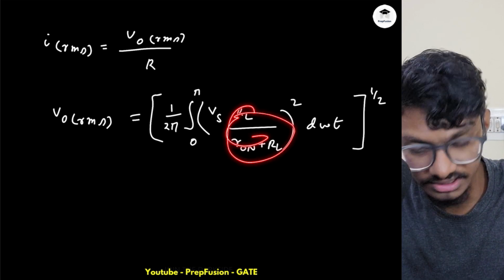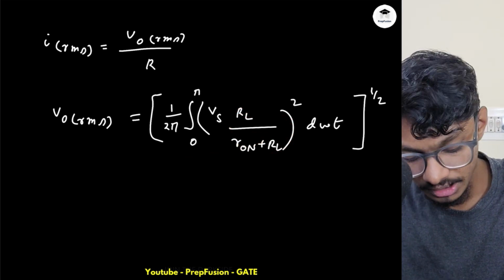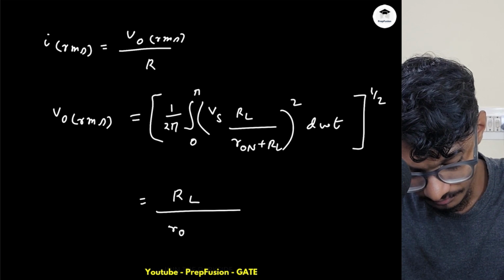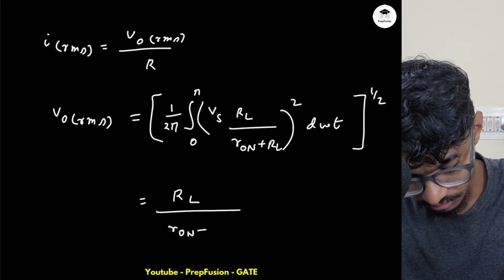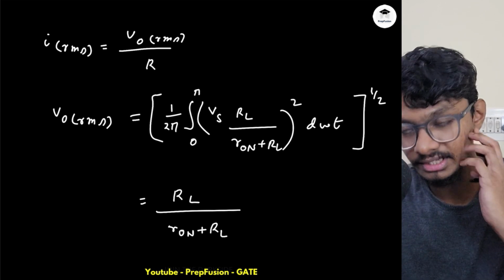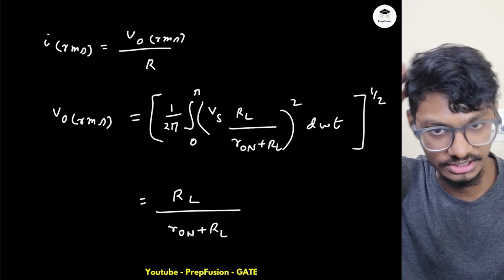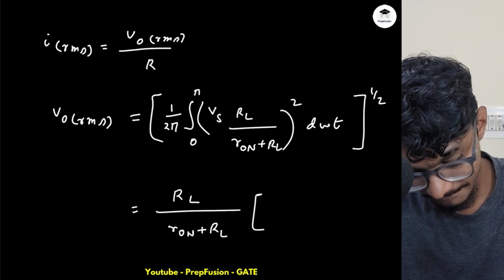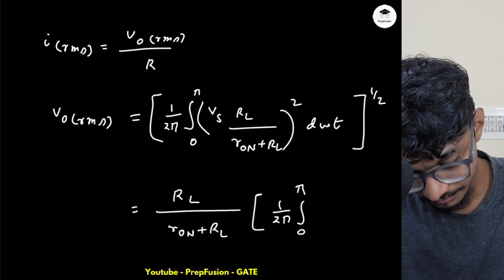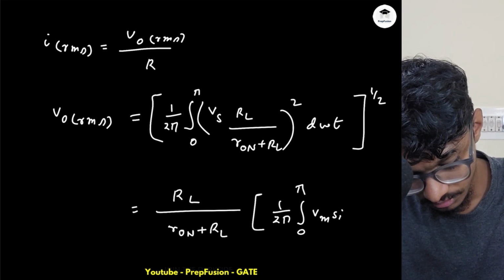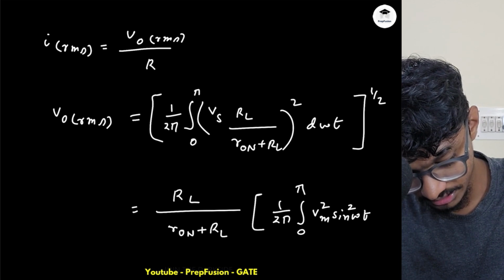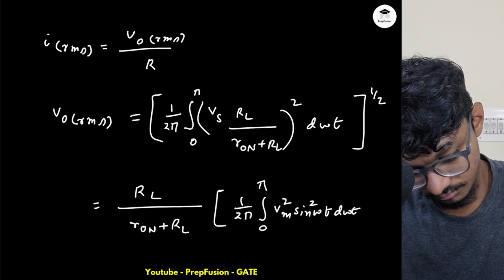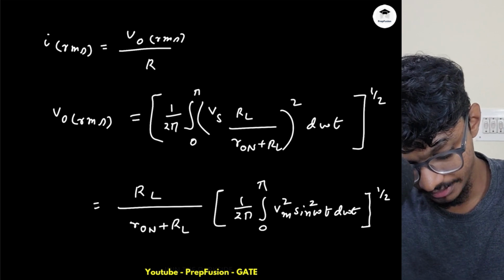Now this is a constant, so I can take it outside. This will be RL divided by R on plus RL whole square, and if I take outside the under root, this will be simply a mere factor, RL divided by R on plus RL. This is just like dividing by some factor; the area is getting reduced. We will learn more about this in signals and systems. So this will be 1 by 2 pi, 0 to pi, where VS is Vm sine omega t, whole square, d omega t, which gives 1 by 2.